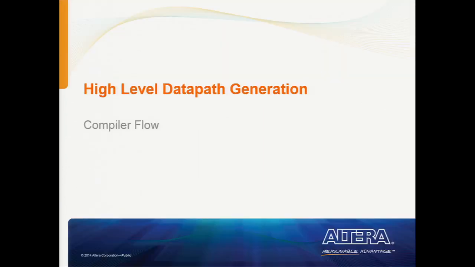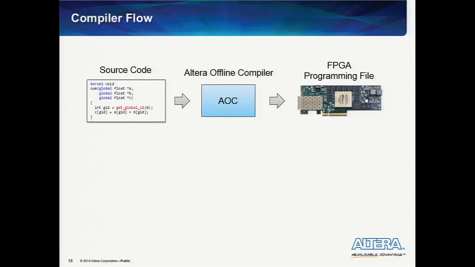So at a high level, what does our compiler look like? And how do we go about creating a file that you can run in hardware? So at a very, very high level, we're going to take your source code. And it may sound silly, but we do single source compilation. We run it through our compiler and produce a binary file that you can program your FPGA with.